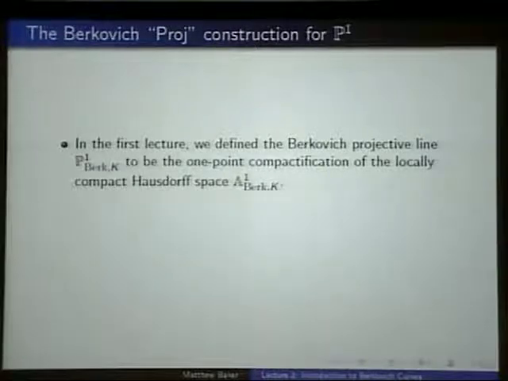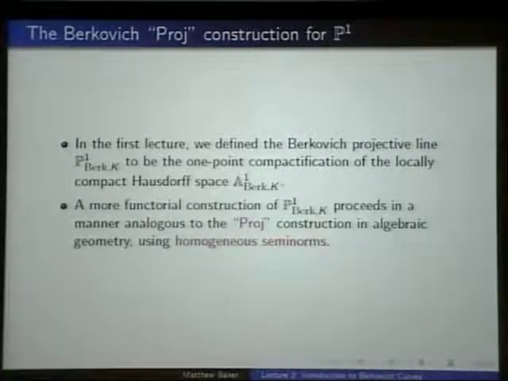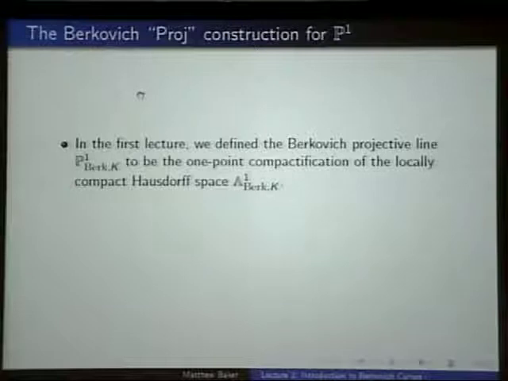Now, we defined the Berkovich projective line as the one-point compactification of A1 Berk. But that's a rather hard definition to work with in practice. For example, if I have a rational map from P1 to itself, I would want to know that it induces a morphism from the Berkovich projective line to itself, because this construction is supposed to be functorial. But if you just define it as the one-point compactification by adding this point at infinity, and you have a rational function with poles, it's not completely obvious how to naturally get things to extend.